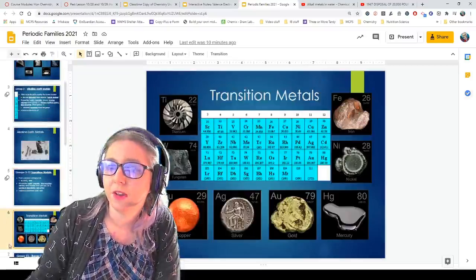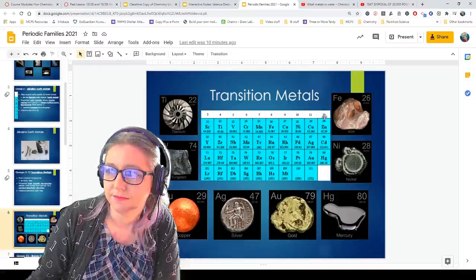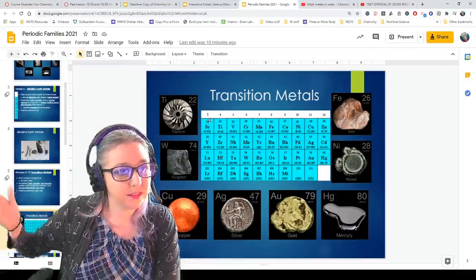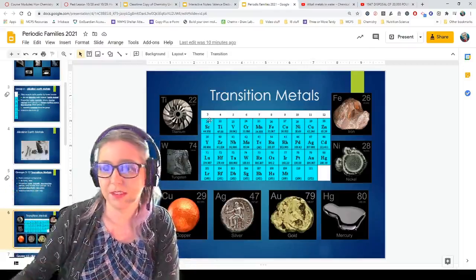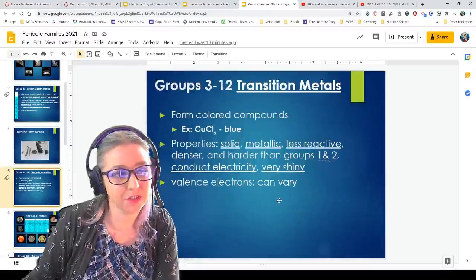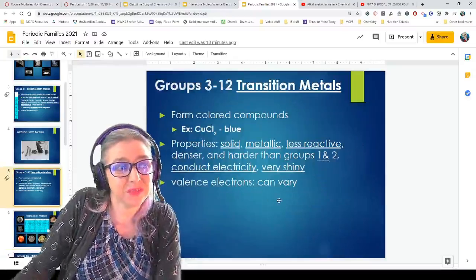And then in the middle was the transition metals. This is the group that I usually skip whenever we're doing trends because they buck some of those trends. They have 1 and 2 valence electrons, but sometimes they feel like having 3 or 4.